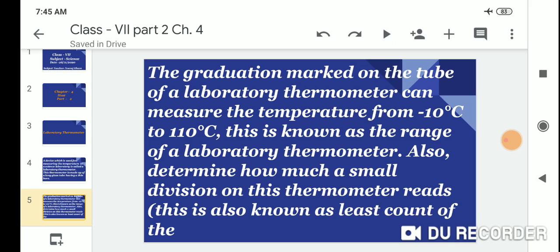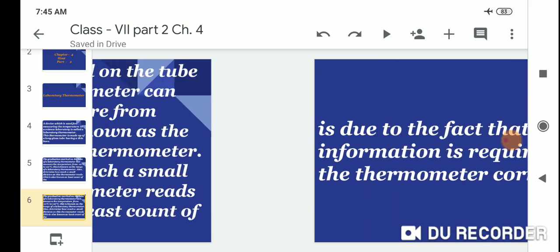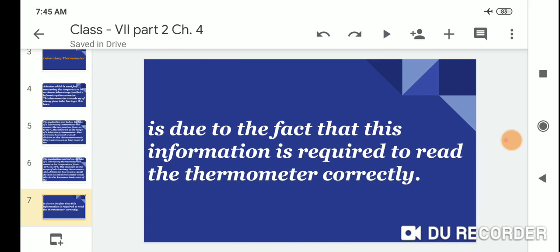This is also known as the least count. The gradations marked on the tube of a laboratory thermometer can measure the temperature from minus 10 degrees Celsius to 110 degrees Celsius. This is known as the range of the laboratory thermometer. The least count is also important due to the fact that this information is required to read the thermometer correctly.